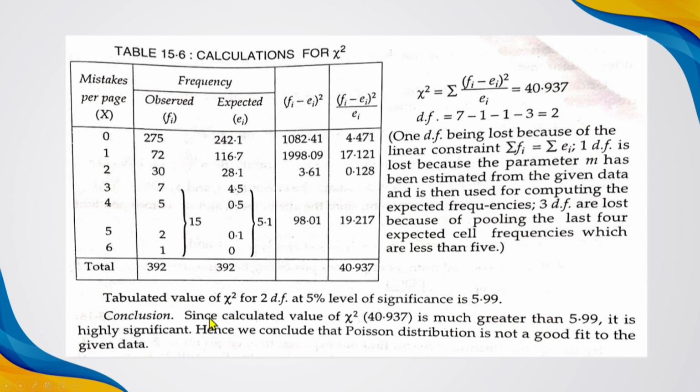So you have to compare your chi-square calculated value with your chi-square table value. Now we can see your chi-square calculated value is 40.937 and your chi-square critical value or table value is 5.99. By comparing, you can understand that your calculated value is more than the table value. That's what you are concluding here. Since the calculated value of chi-square 40.937 is much greater than 5.99, it is highly significant. So it means that it does not follow the Poisson distribution. Hence you can conclude that the Poisson distribution is not a good fit to the given data.